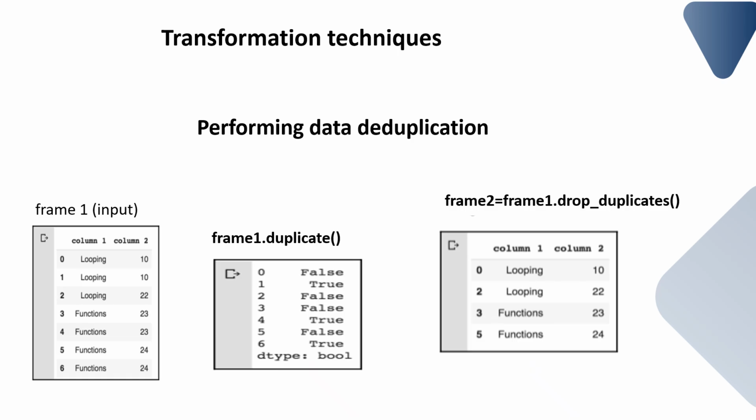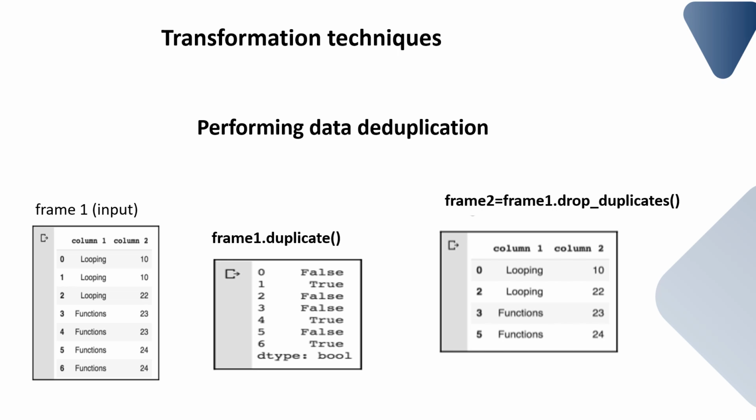For example, consider frame1. Frame1 consists of two different columns, column 1 and column 2. Here the values are looping 10, looping 10, looping 22, functions 23, functions 23, functions 24 and functions 24. We need to find whether each is a duplicate or an original element. The syntax is df.duplicated. The output will be in the form of boolean.